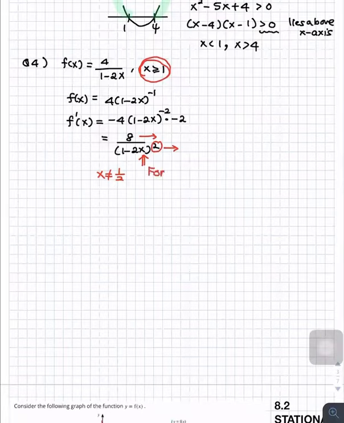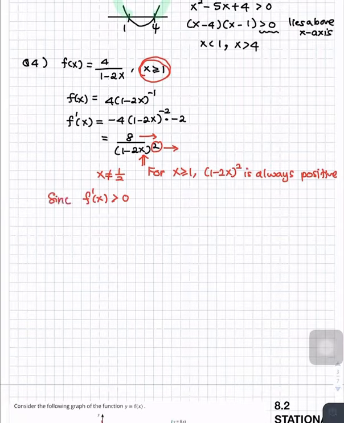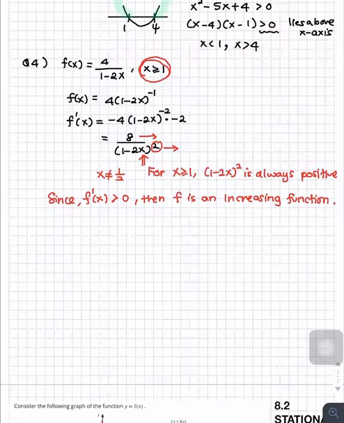For x more than or equal to 1, 1 minus 2x squared is always what? Complete my sentence. Positive. Very good. Therefore, overall, f prime x is more than 0. Any question? What you must write in order to get mark for this statement? They must see this.